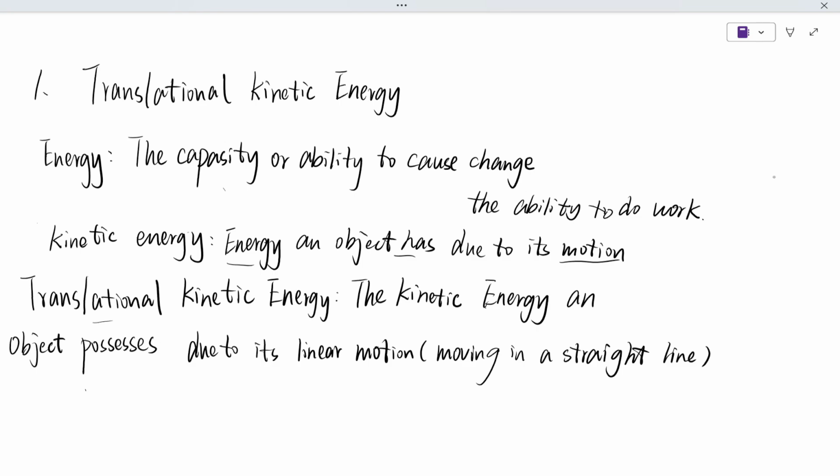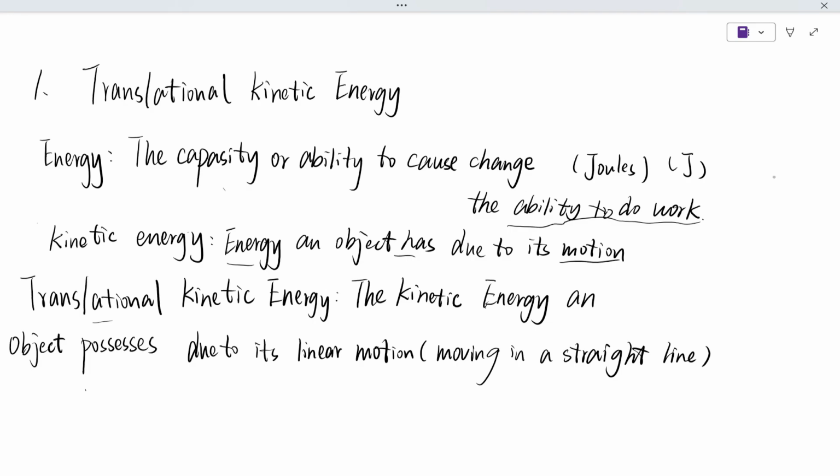First of all, we have to figure out what is energy. The energy is a capacity or ability to cause change. Or in an easier way, the energy is the ability to do work. And the unit for all types of energy is joules. Or you can just write a capitalized J when you're doing other questions.